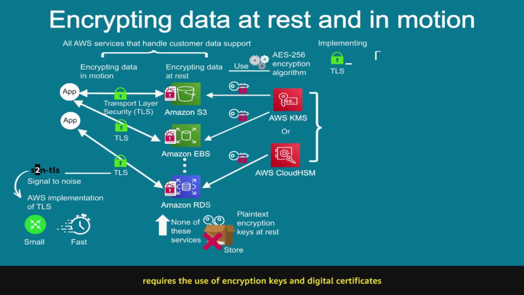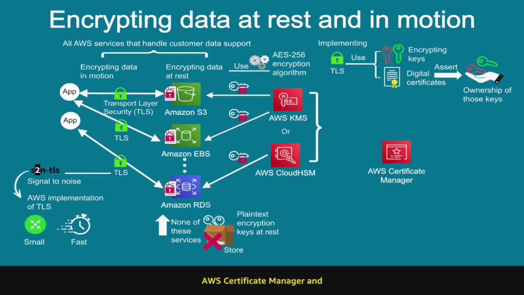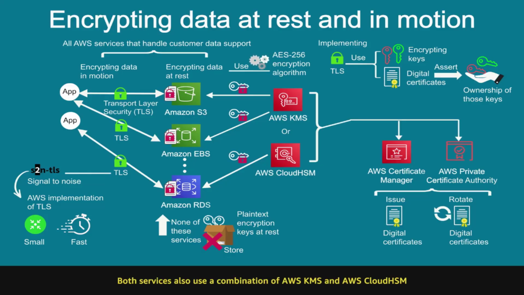Implementing TLS requires the use of encryption keys and digital certificates that assert the ownership of those keys. AWS Certificate Manager and AWS Private Certificate Authority can help you issue and rotate digital certificates. Both services also use a combination of AWS KMS and AWS Cloud HSM to generate and protect the keys used in the digital certificates they issue.